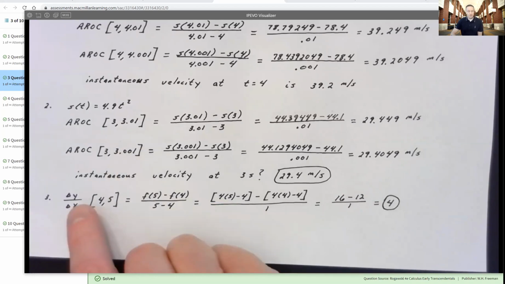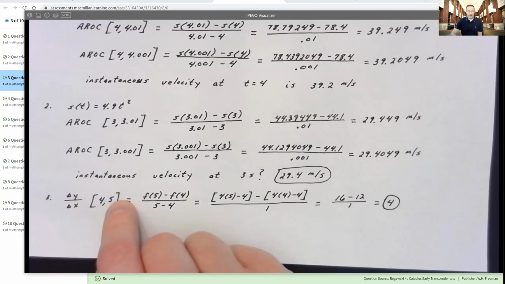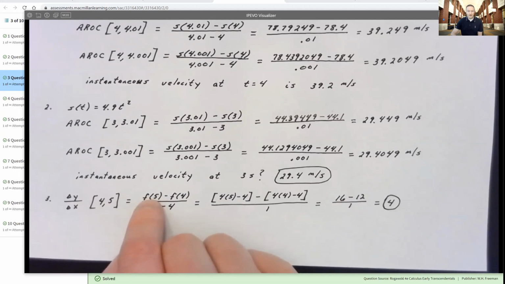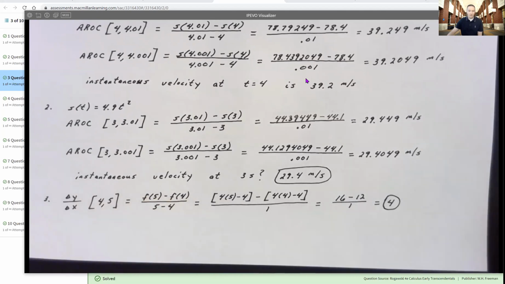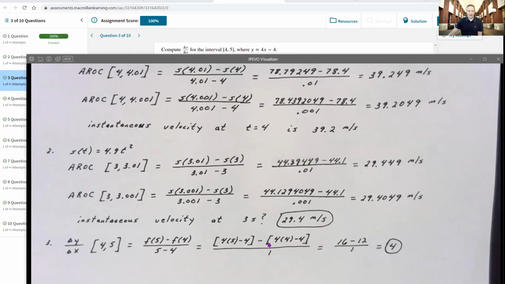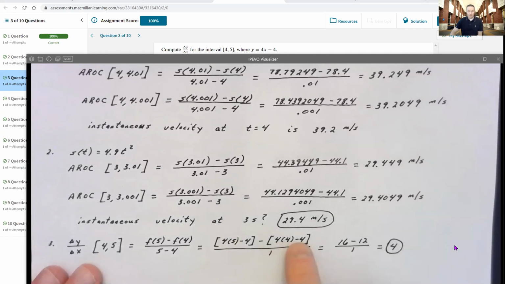Now, I went ahead and showed it out, and I said, well, delta y over delta x from 4 to 5 is going to be my function evaluated at 5 minus my function evaluated at 4, divided by 5 minus 4. Now, my function is 4x minus 4, so I plugged a 5 into the function here, then I plugged a 4 into the function here. 4x minus 4 becomes 4 times 5 minus 4. That gives me a 16. Then I have that subtracted by 12, all divided by the one place between my two x values. So the change in y is 4, the change in x is 1.